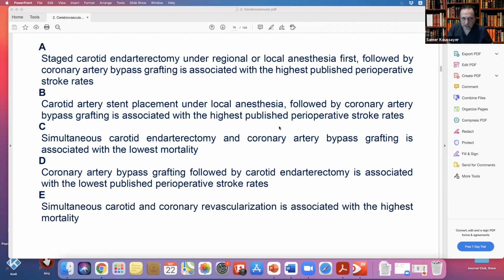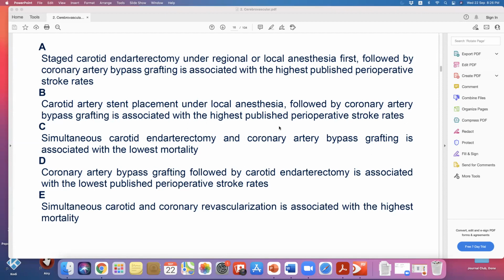So this is wrong, for the fellows. Highest published perioperative stroke rates? No. The local followed by the coronary, they found this is the lowest. B: Staged carotid endarterectomy first, followed by coronary artery bypass grafting, associated with the highest? No, this is wrong. They found it has the lowest published perioperative stroke rate. That's the reason why they want us to do the carotid first and then the CABG. You see, this is what the data said. So this is wrong, because that doesn't have the highest published rate. Okay, next one.